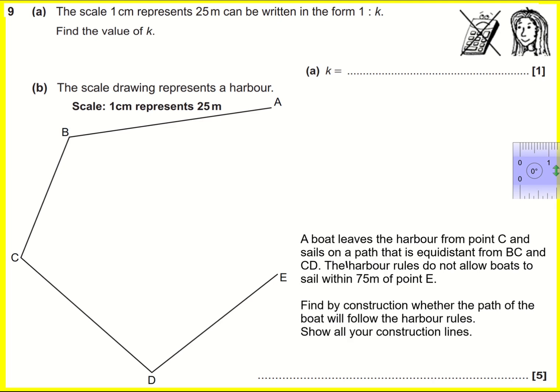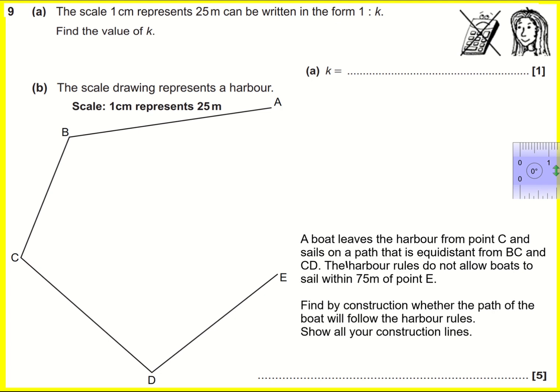This question is split into two parts. For 1 mark, there's a question on ratio, and then the second one is to do with loci. I mean, they are linked because it's talking about a scale on the second question. It relates to the first question, but you can do them completely independently. All right, so we want to write down a scale. 1 centimeter represents 25 meters in the form 1 to k.